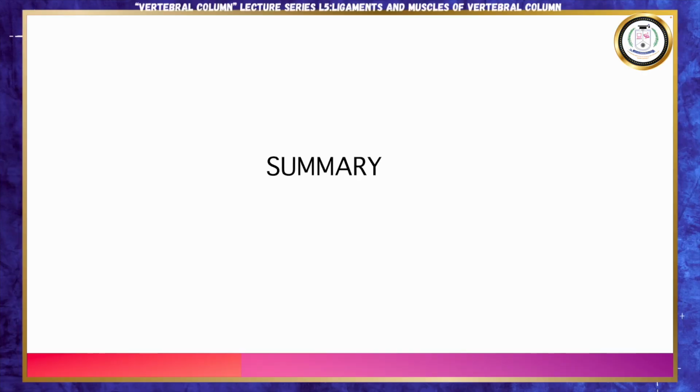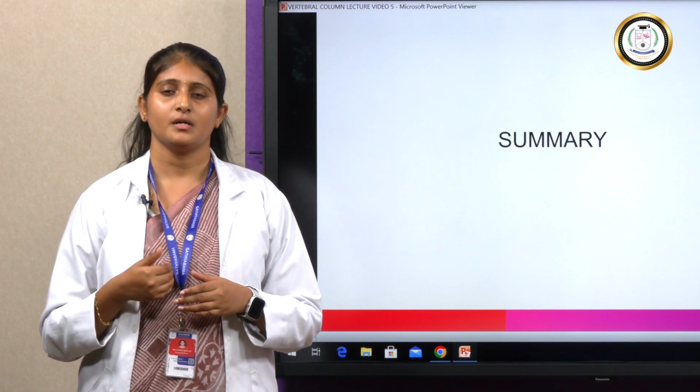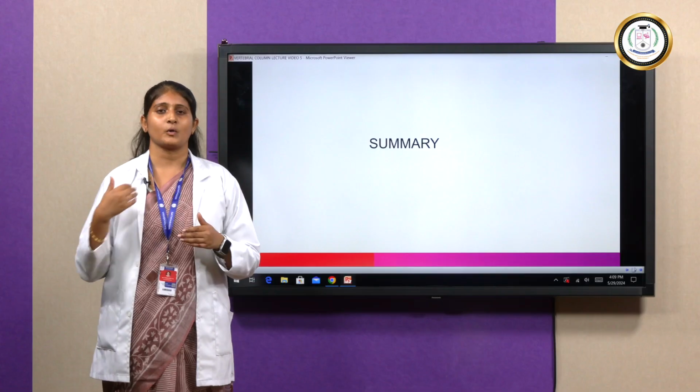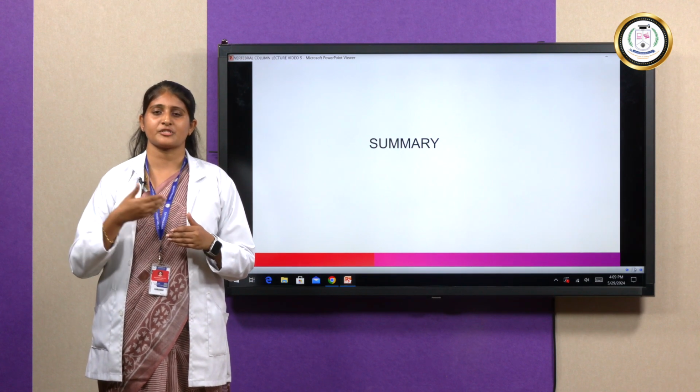So, in summary, we have discussed the various ligaments present throughout the entire vertebral column, and also we have discussed the different muscle groups, both superficial and deep.